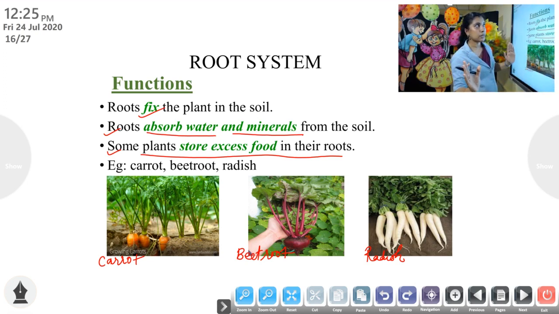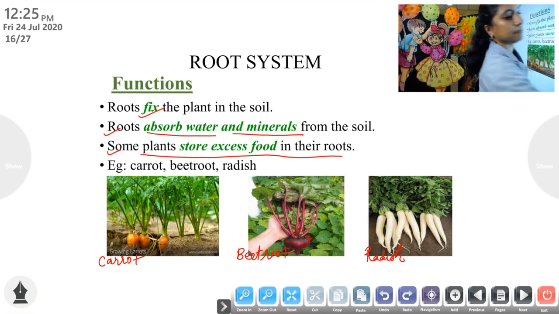Is it clear about the root system? Which are the two types of root system? Taproot system and fibrous root system. What are the functions? It fixes the plant firmly in the soil and it absorbs water and minerals from the soil, and some plants store excess food in their roots. Examples: carrot, beetroot and radish. Got it?